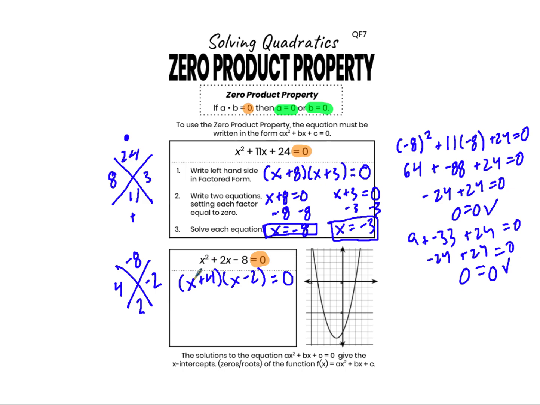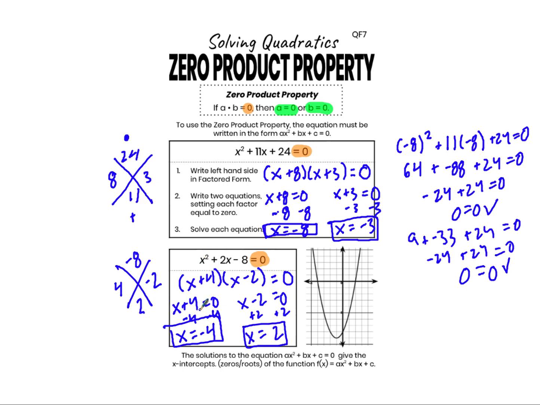Now I know that if this factor times this factor equals 0, either the factor x plus 4 equals 0 or the factor x minus 2 equals 0. Now all I have to do is solve each equation. So my first solution is x equals negative 4. If I plug negative 4 into this equation, I will get 0. Solving the second equation, I get x equals positive 2. If I plug 2 into this equation, I will get 0. So I have solved my second example.